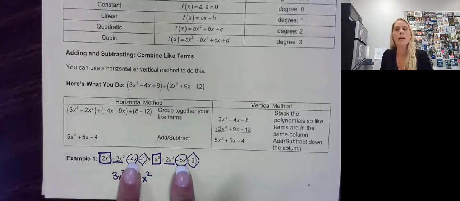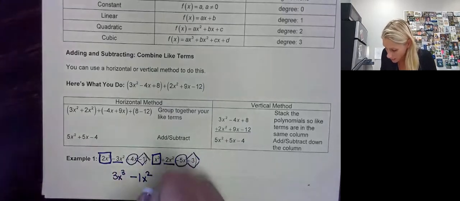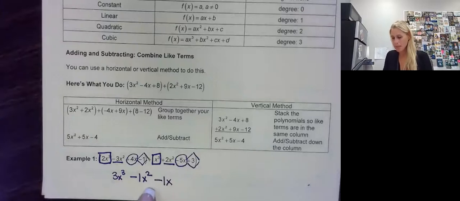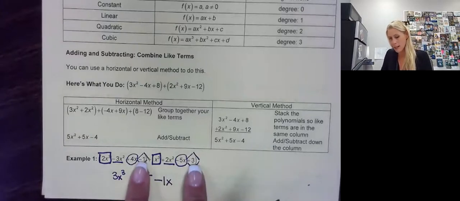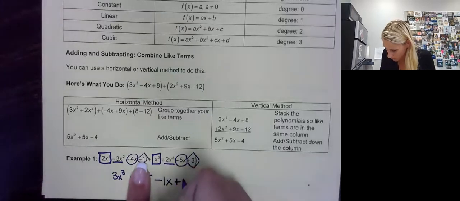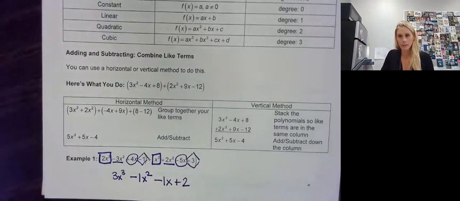Next, I'm going to go to my x to the first. I have 4 here and -5 here. I'm going to add them together, and I have again -1x. And then my constants, -1 plus 3 is +2. And we are all done.